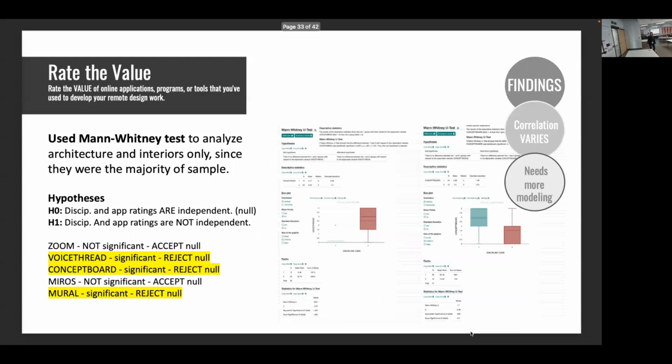So kind of interesting. I have been playing with this modeling using the Mann-Whitney test, and I need to abandon it and go to a different one. This is definitely in progress. The information I'm getting is really variable. It's suggesting that VoiceThread, Concept Board, and Mural are significant to architecture and interiors, but again, this needs more work.